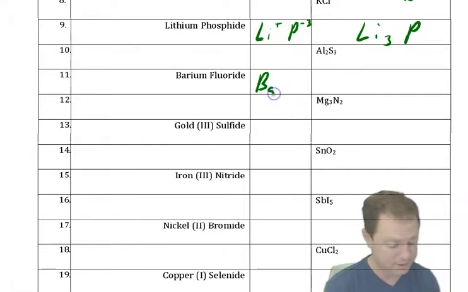Barium, well, barium's in the second column, it's +2. Fluorine comes from fluoride, it's -1. A 2 and a 1, they meet at 2. How do I get to 2? 1 Ba and 2 F's.